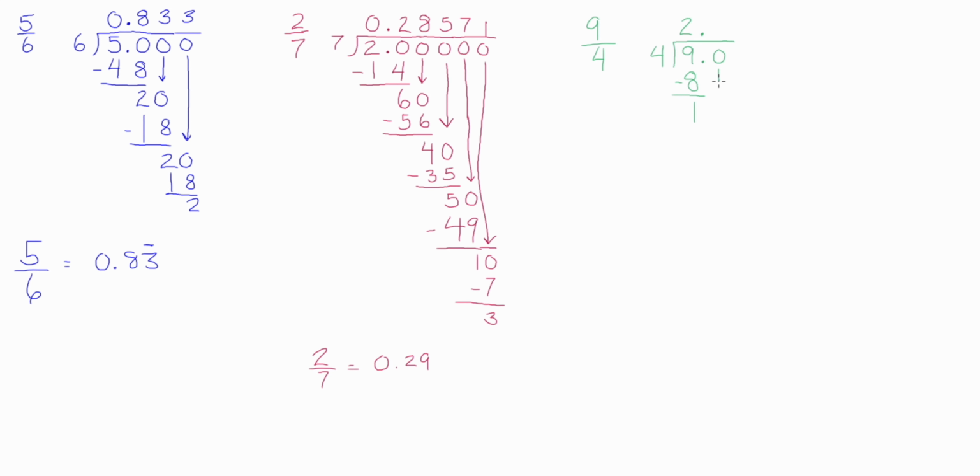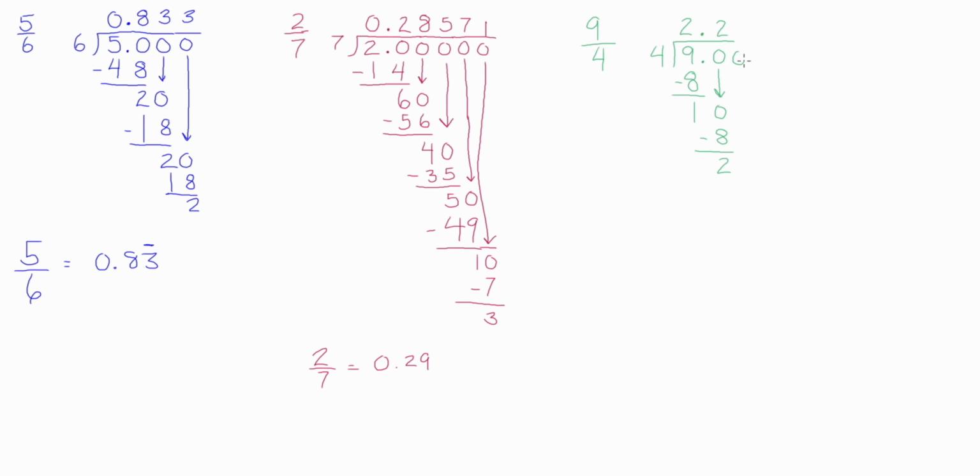If we bring the 0 down, we now have 10. 4 goes into 10 2 times. So we'll write our 2 above here. 4 times 2 is 8. This time when we subtract, 10 subtract 8 is 2.